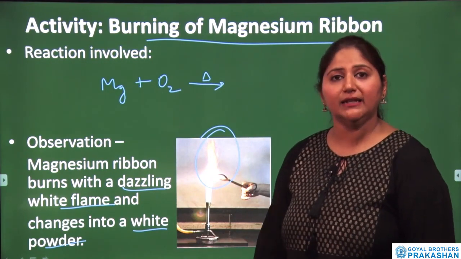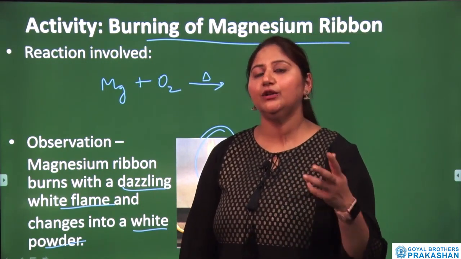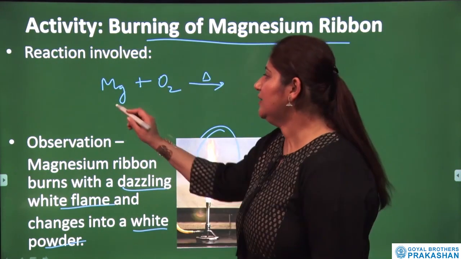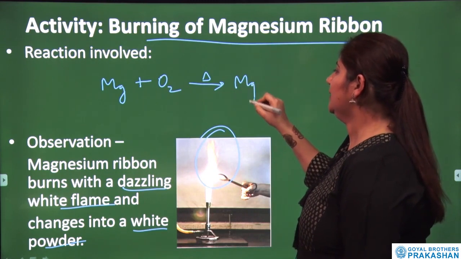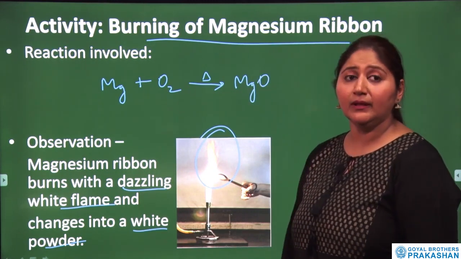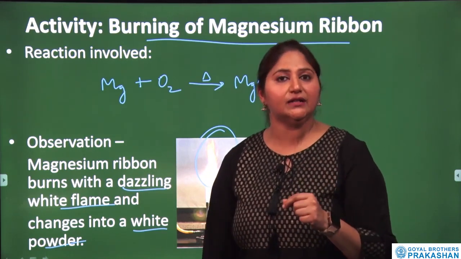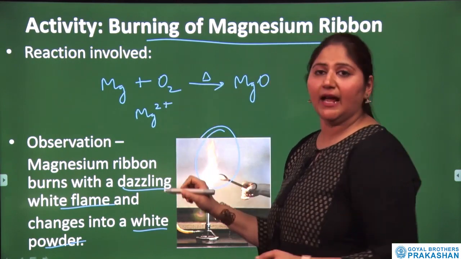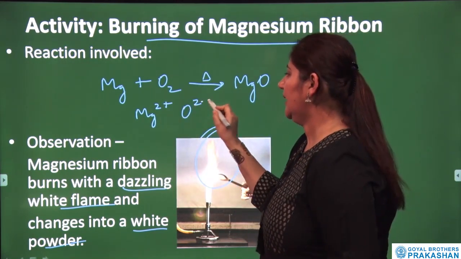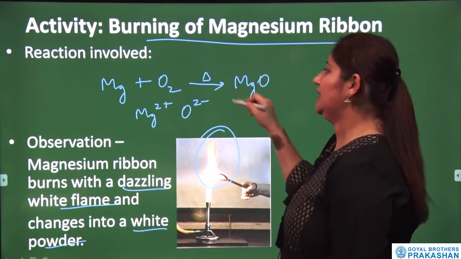And how do we write the product? Because as I said, it's a chemical change. There must be a new product formed. So magnesium on reacting with oxygen produces magnesium oxide. To write the correct equation, you must be aware of the correct valencies. As I know, magnesium is 2 plus and oxide is O2 minus. So when you crisscross the valency, then you will get MgO.